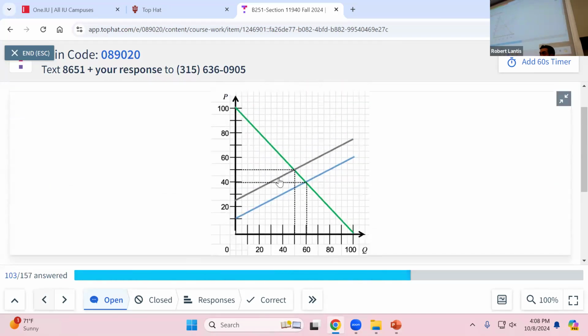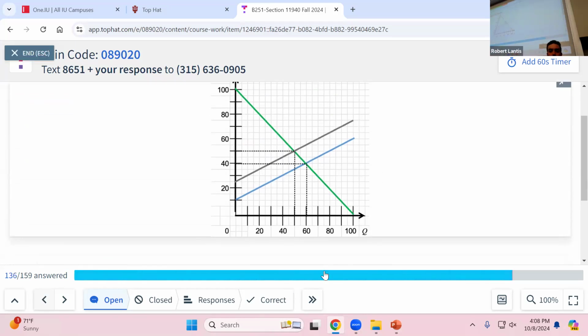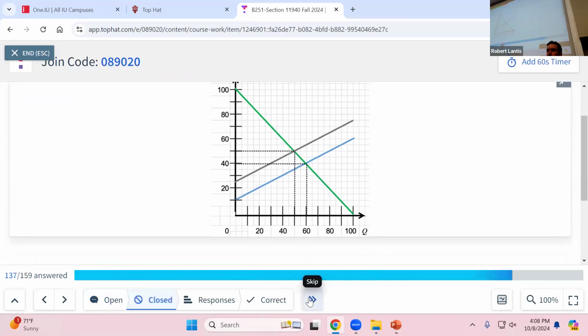So the difference between my private marginal cost and marginal social cost is just the value of the external cost of the negative externality. Just like the difference between the private marginal benefits and the marginal social benefits would be my external benefit, or the positive externality's value. Any questions on that one? Shouldn't be too bad here.